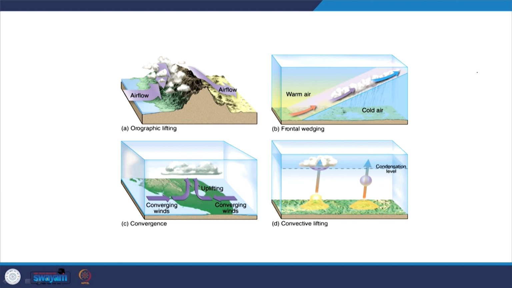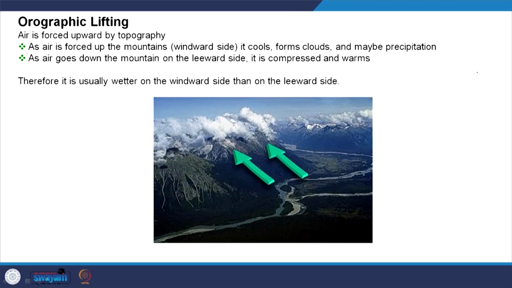Now, we will look at each of these in a more detailed manner. So, orographic lifting. What is orographic lifting? Air is forced upwards by topography. The topography of the earth forces the air to travel upwards across a hill, for example. As air is forced up by the mountains, when it is traveling towards the mountain, this is called the windward side, it cools.